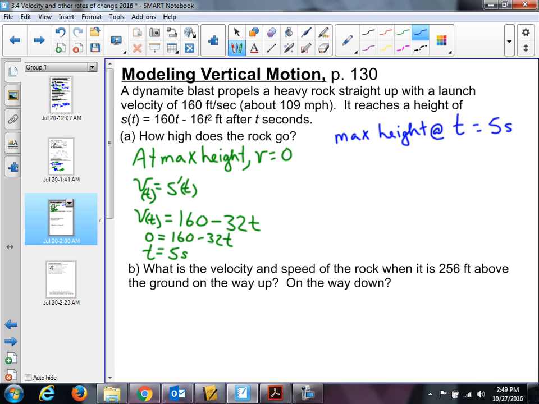That's what we solved in green. So s of 5, I'll make my 5 look different than the s, is equal to 160 times 5, minus 16 times 5 squared. And I'll do it in calculator, I did it, 400. You could do this without one, but 400 feet is the max height.